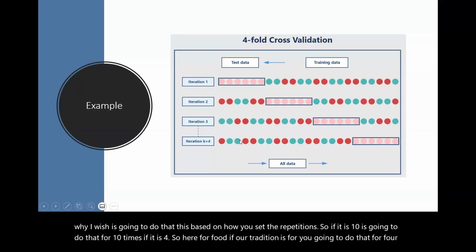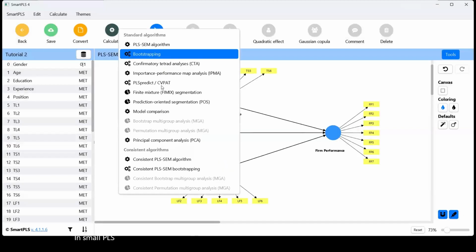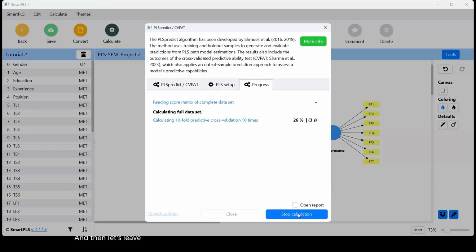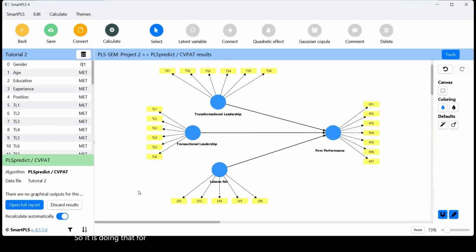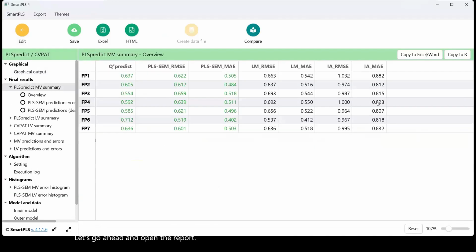Okay, so let's try that in SmartPLS. You just come to calculate, PLS predict, and let's leave everything default. Let's run that. So it is doing that for 10 folds. It has finished. Let's go and open the report. This is the summary.